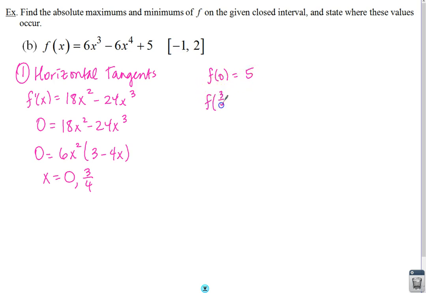F of 3/4. Remember, fractions are what, guys? You guys know what I always say. Well, hopefully, I think I've said it by now. Fractions are friends, not food. Don't put this in your calculator. Come on now. It's not that bad.